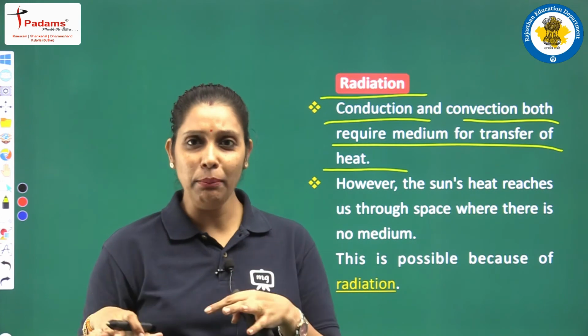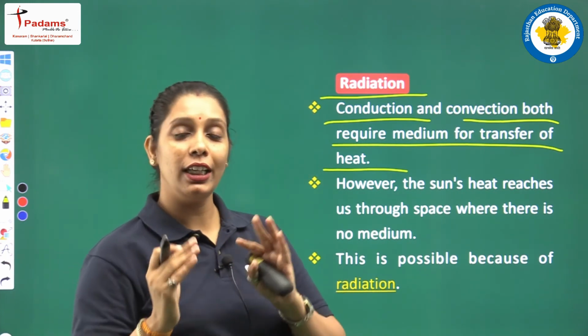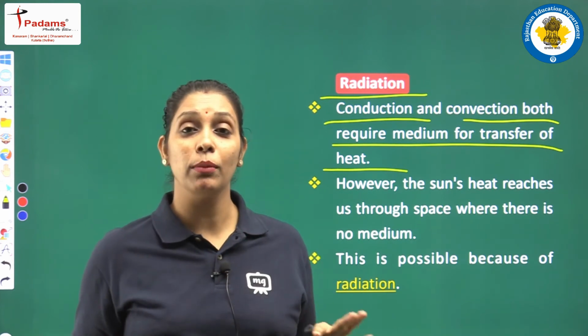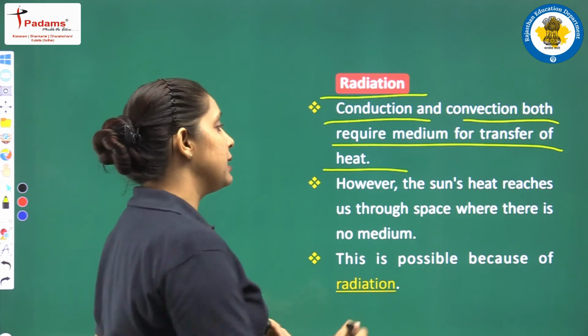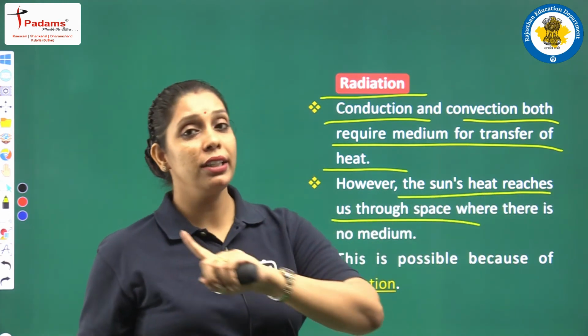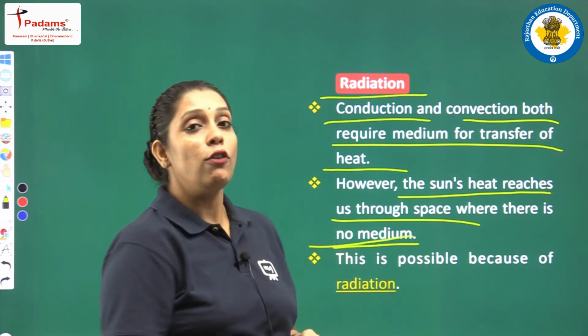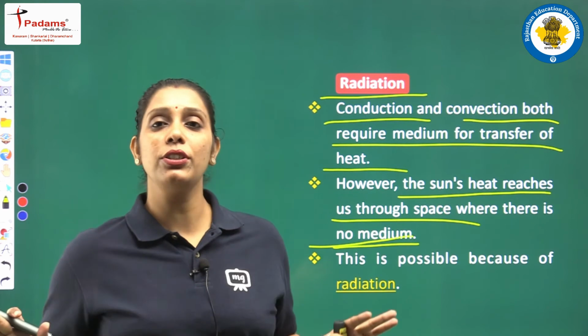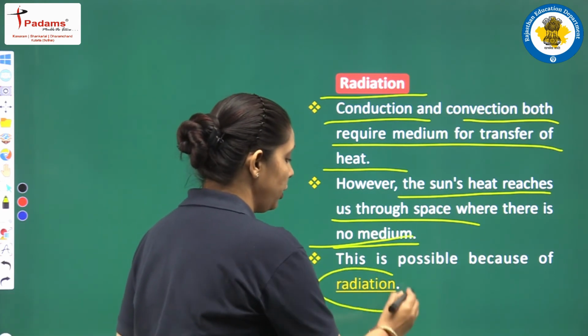Do we have any medium? कि हमारे पास कोई है कि नहीं, इसके थ्रू हमारे पास आ रही है? No, we don't have any medium. Without medium we are getting sunlight. So we can say that the sun's heat reaches us through space where there is no medium. Fine. And this is only just possible because of रेडिएशन.